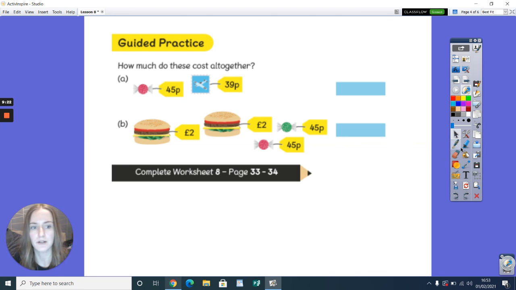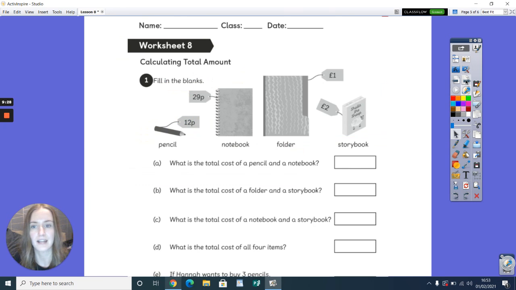Then your workbook is page 33 to 34. And same again, you are calculating the total amount, but you need to be really careful when you are reading the questions. What is the total cost of a pencil and a notebook? What is the total cost of a folder and a storybook? What is the total cost of a notebook and a storybook?